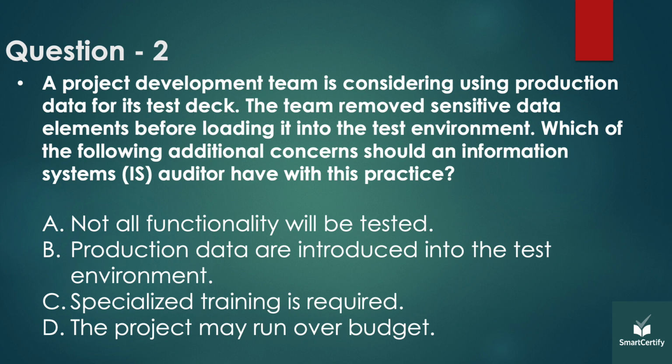Even though the team removed sensitive information and used production data in the test environment, this approach has one major limitation. Production data doesn't always cover all possible scenarios. It may not include rare edge cases, invalid or boundary values, or scenarios that trigger error handling or exceptions. That means not all parts of the system will be exercised during testing. For thorough testing, you often need specially designed test cases to ensure all functions work correctly, not just those based on typical, real-life data. So, from an IS auditor's perspective, the main concern is the lack of test coverage, and that's why the correct answer is A.